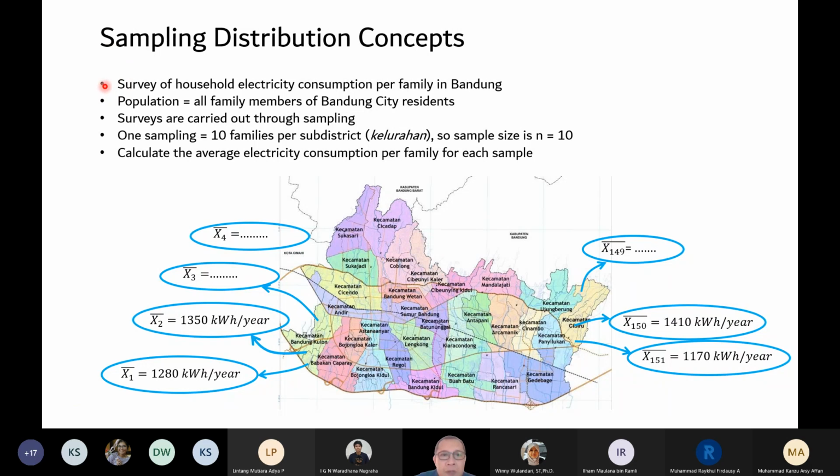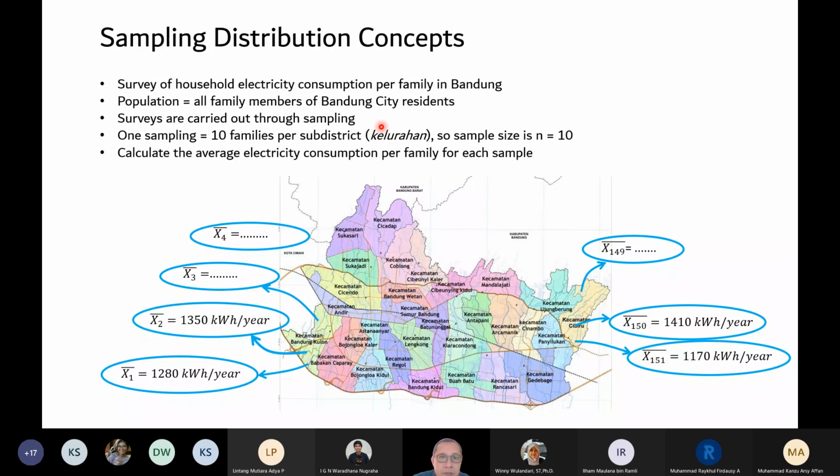We want to do a survey of household electricity consumption per family in Bandung, but we don't have enough time and resources to carry out a census. So there's no way for us to measure the average annual electricity consumption of all households in Bandung. So we have to do sampling, which must somehow represent the entire greater Bandung area. The population here is defined as all family members of Bandung City residents.